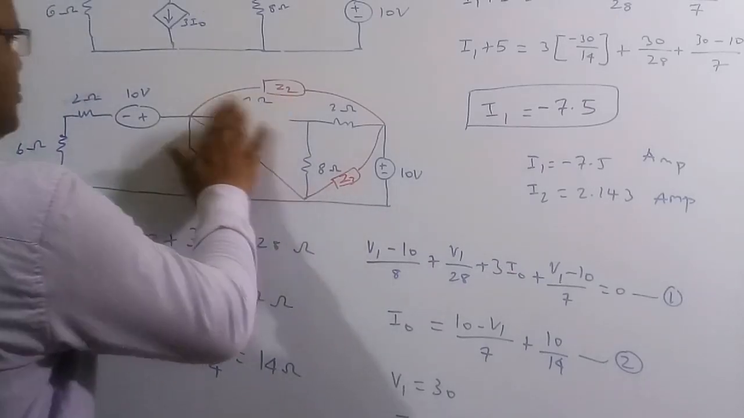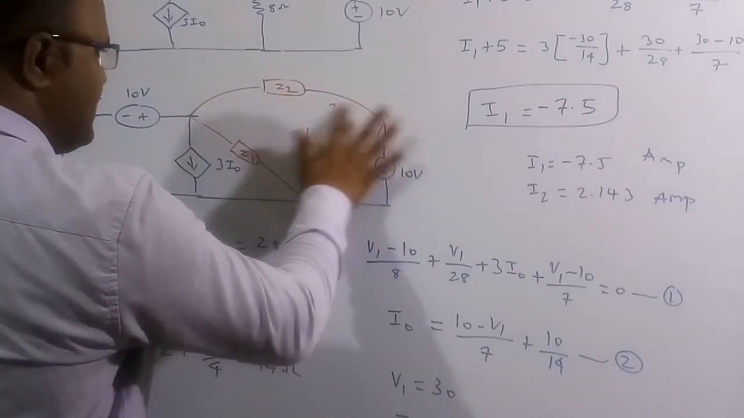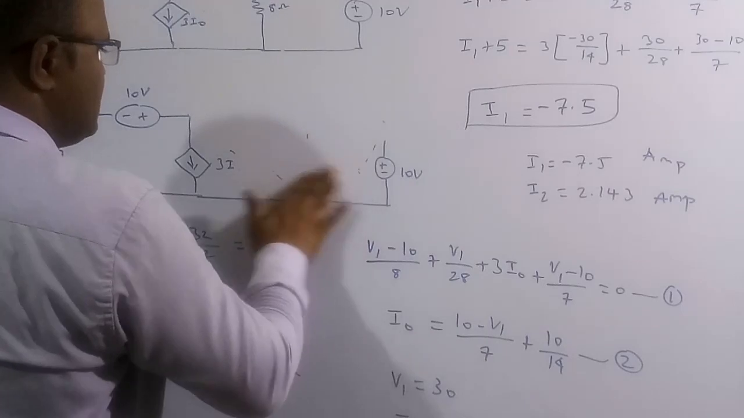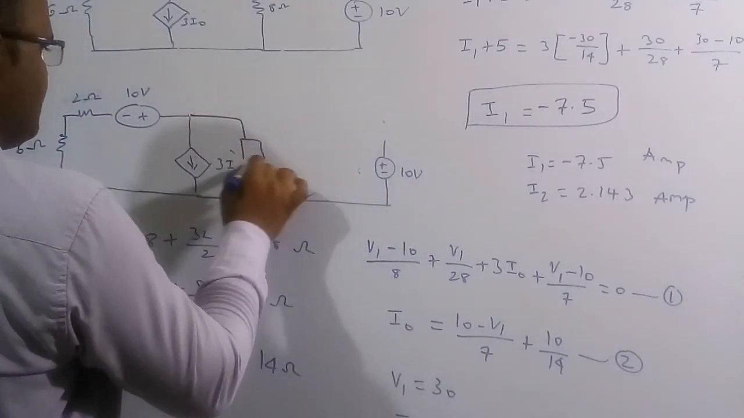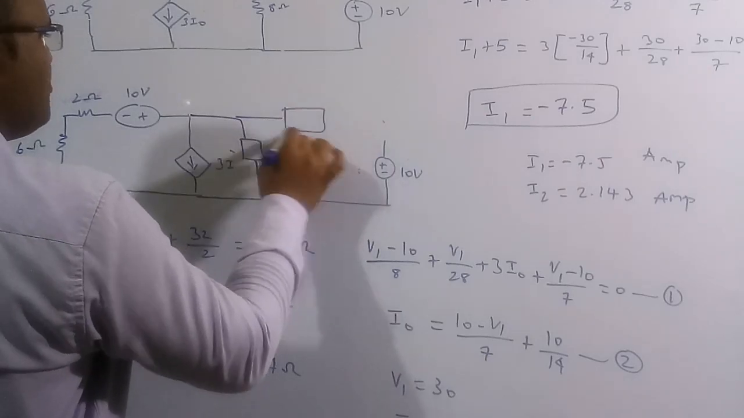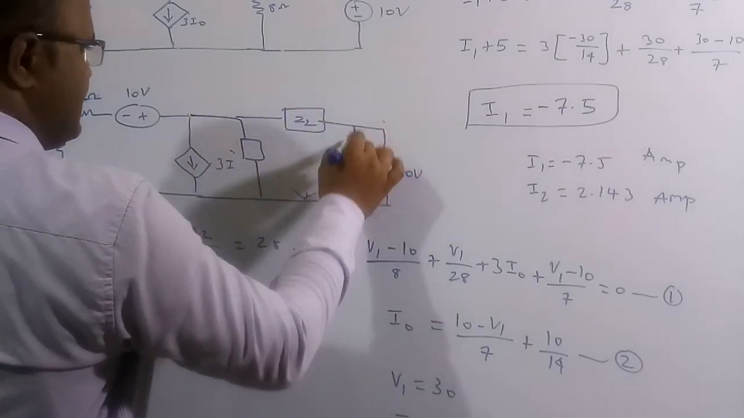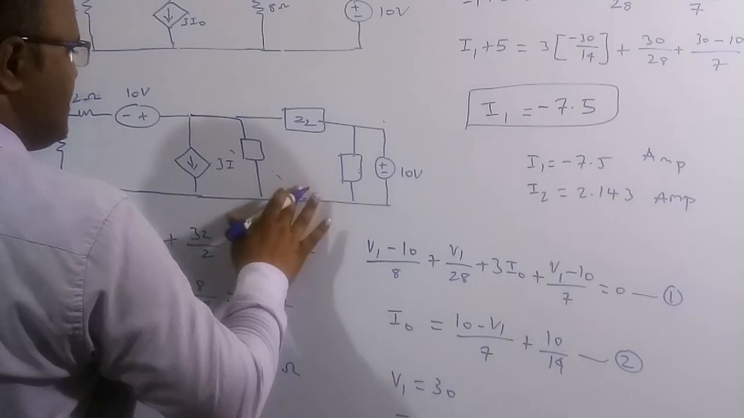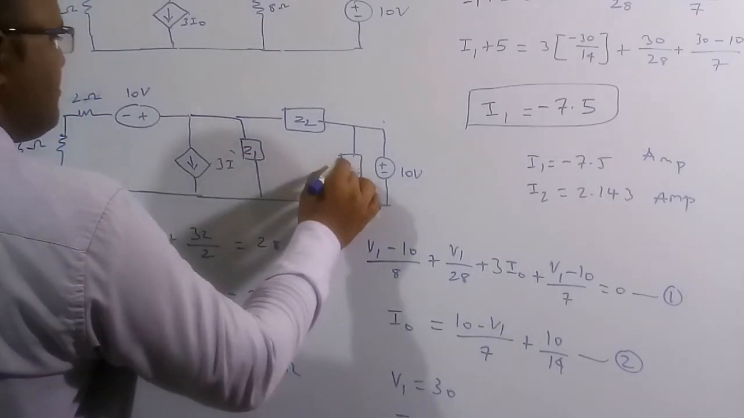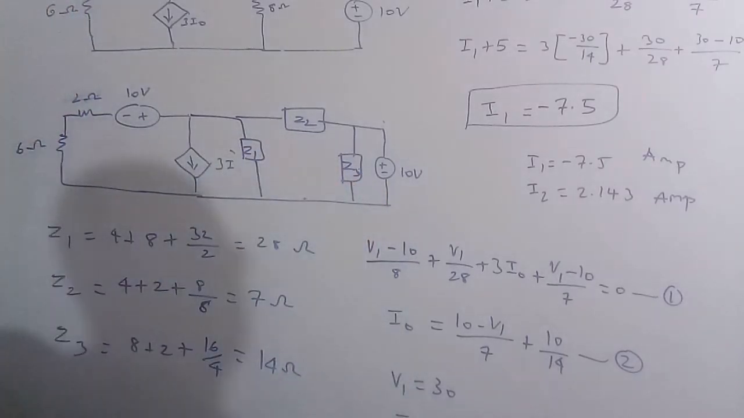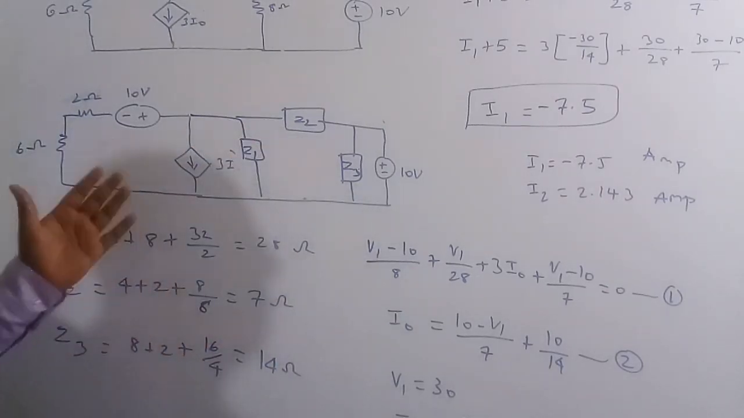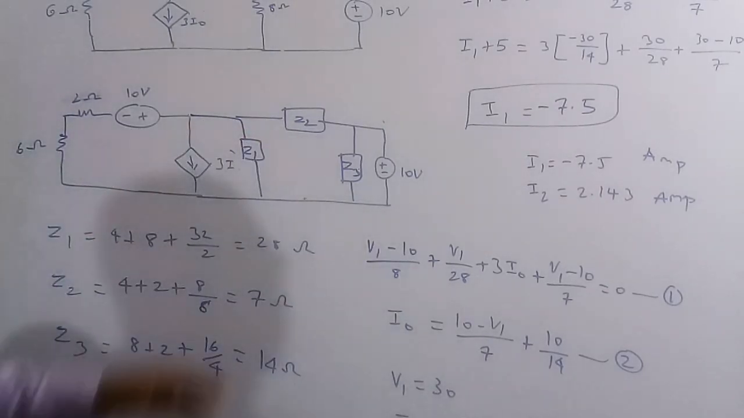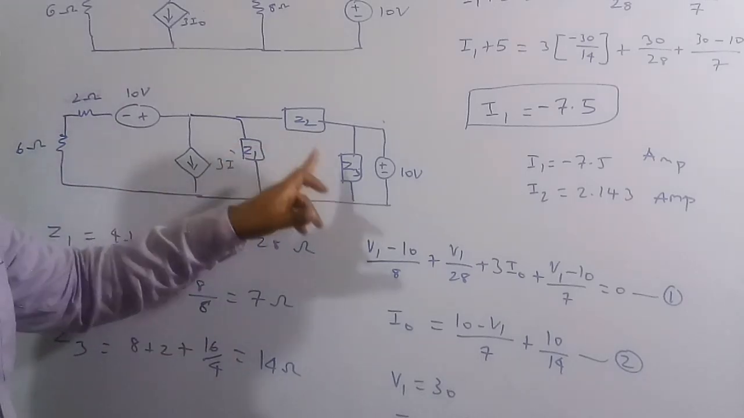Now I am going to draw this diagram in a very simple manner. The diagram is going to become like this: this is Z1, this is Z2 and this is Z3. By using the star network to delta network conversion formula, we have figured out the values of Z1, Z2 and Z3.